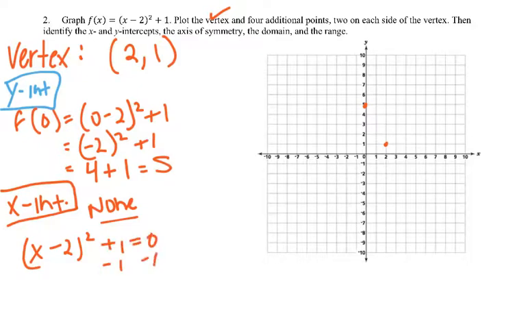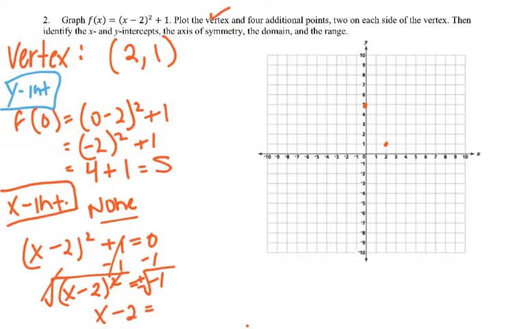Subtract 1 from both sides, and I get x minus 2 squared equals negative 1. When I take the square root of both sides, I'm going to get the plus or minus of the right-hand side, and the square cancels with the square root on the left-hand side. So we end up with x minus 2 equals plus or minus the square root of negative 1. Now the square root of negative 1, I'm going to do a little aside over here. There's no number that can make that true. There's no number that I can multiply times itself and get a negative number.